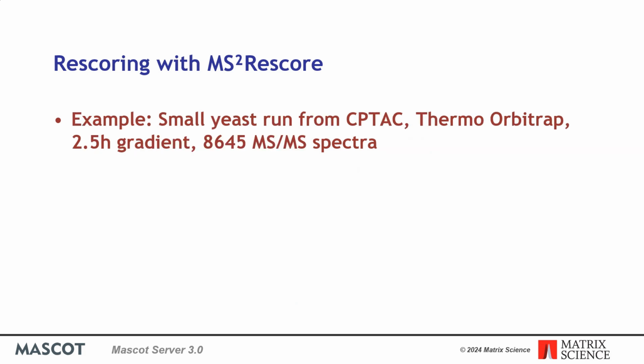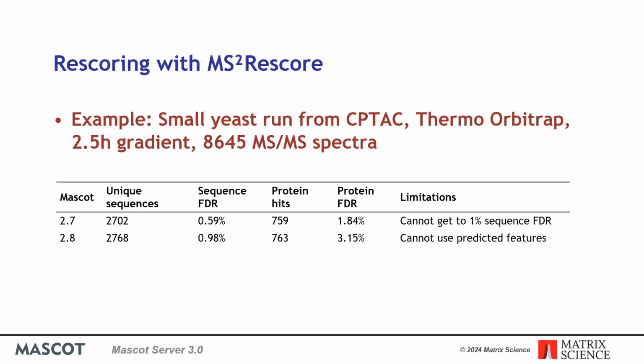Here's a quick example of the typical improvement. This is a small run of a yeast sample from the CP-TAX study. The sample was measured with a thermo-Orbitrap instrument with 2.5-hour gradient, and it has about 8,600 MSMS spectra. Mascot Server 2.7 and 2.8 identify about 2,700 unique peptide sequences, which map to about 760 protein hits. Version 2.7 doesn't quite reach 1% sequence FDR due to certain bugs with thresholding when rescoring is enabled.